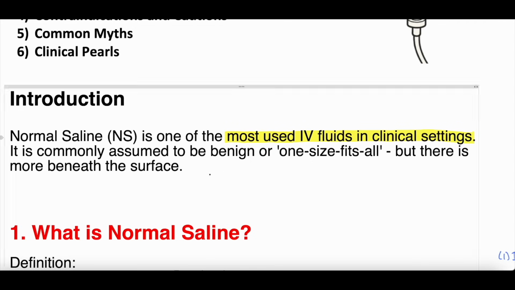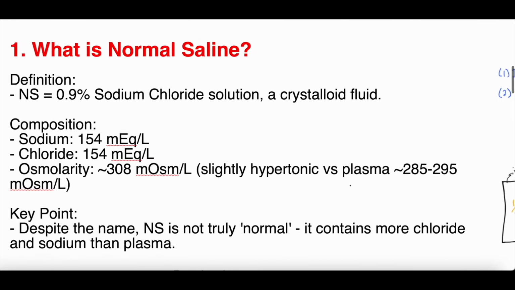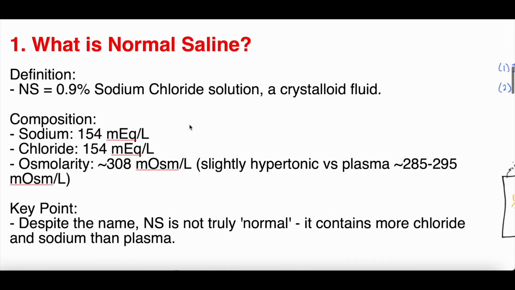We always tell our trainees, intravenous fluids, IVF, is a medication, and as such, we should think about it like a medication. We should think about indications, contraindications, complications, all that kind of stuff. So what is normal saline? Well, normal saline is 0.9% sodium chloride solution. That's where we get the 0.9%. And it is a crystalloid fluid.